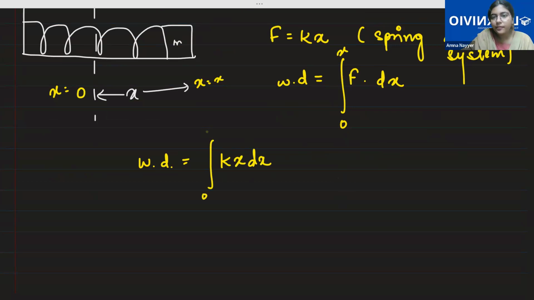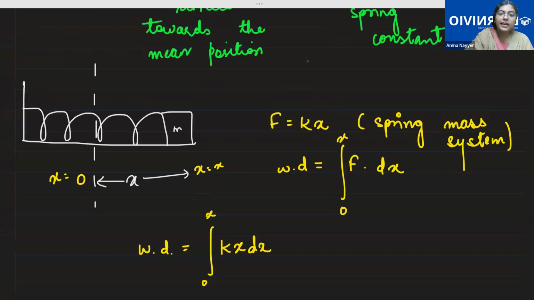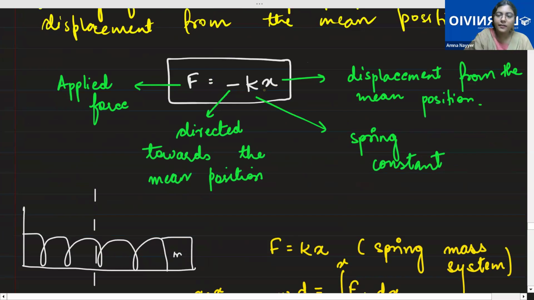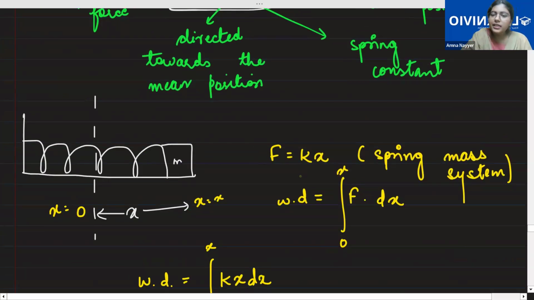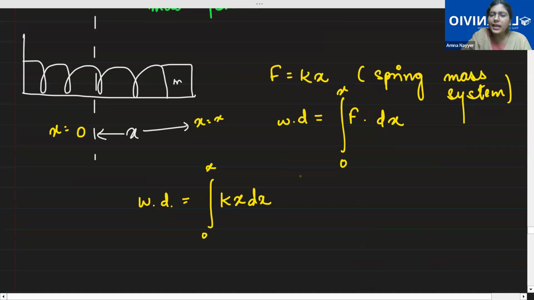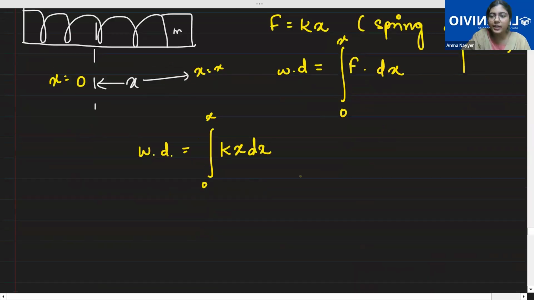Why not minus kx, ma'am? F is equal to kx from this formula, but it's not minus kx, right? See, the minus sign was for the direction. We are taking the magnitude, because we are calculating work done, which is a scalar quantity.